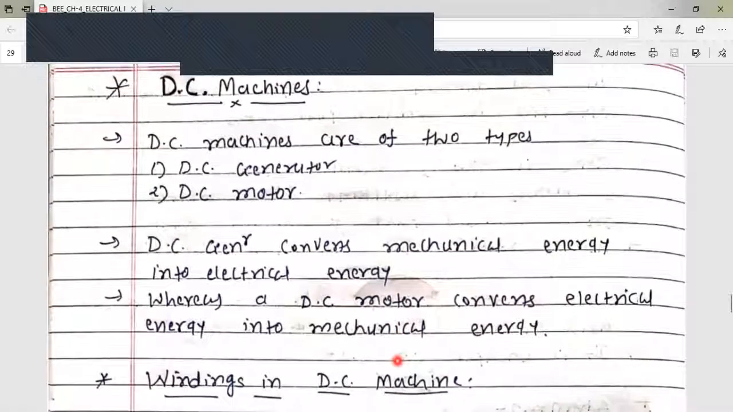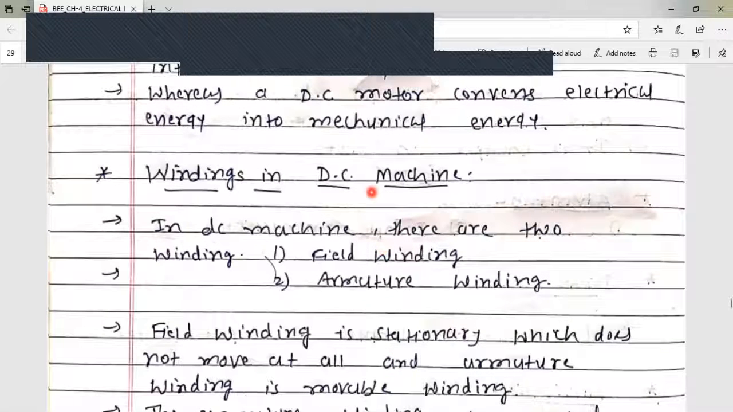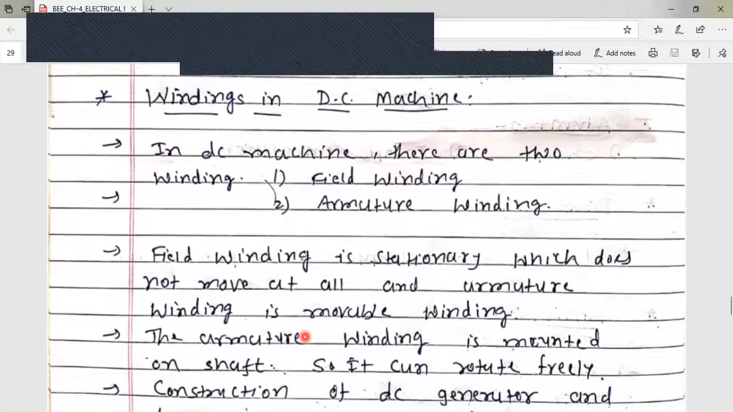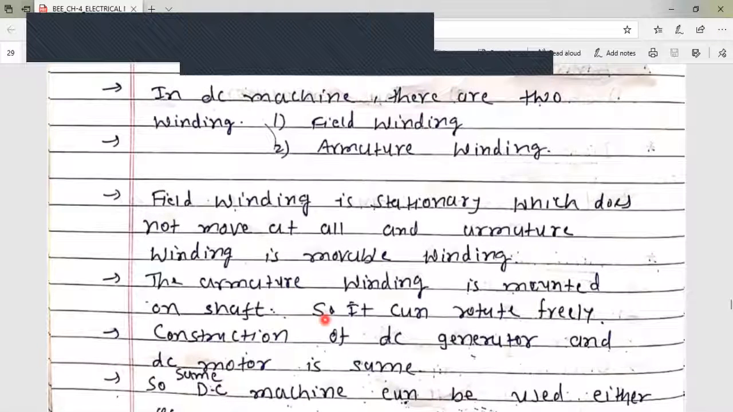Windings in DC machine. There are two windings in a DC machine, in both DC motor and DC generator: field winding and armature winding. Field winding is stationary, which doesn't move at all, and armature winding is the movable winding. Armature winding is mounted on a shaft, so it can rotate freely.